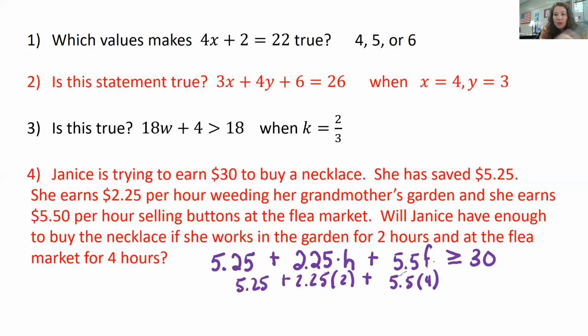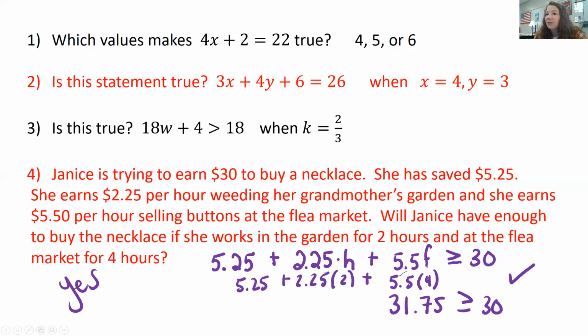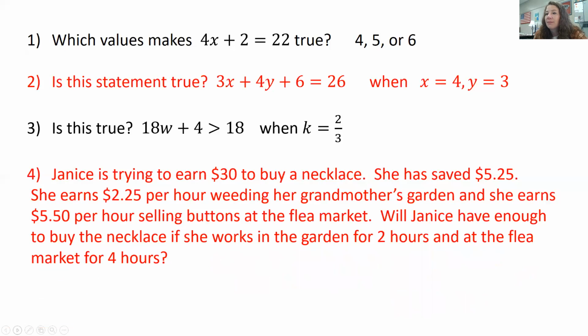So anyway, I'm just going to use my handy dandy calculator. I'm going to type in 5.25 plus 2.25 in parentheses 2 plus 5.5 in parentheses 4, just like I see on my screen there. Use those parentheses. And I want to know what that equals. Well, the quantity of that whole expression right there is $31.75. So is $31.75 greater than or equal to 30? Yes, so she will have enough money. That's right. Awesome. All right, moving on.